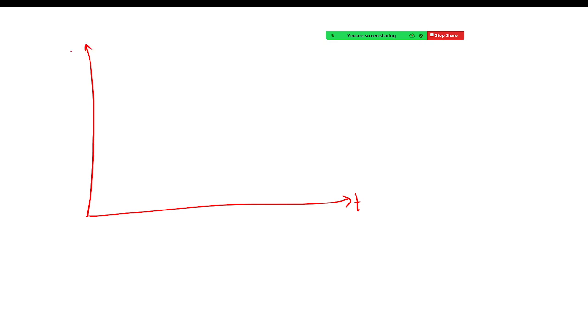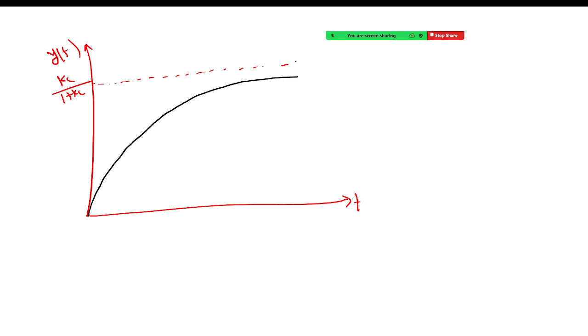This one is t, this one is your y(t), and this value is the final steady state value. Are you getting it? That is Kc/(1+Kc). This is the final steady state value when I am trying to control a first order process with unit gain and a time constant, right?